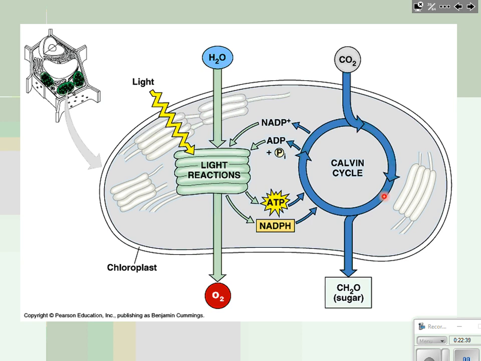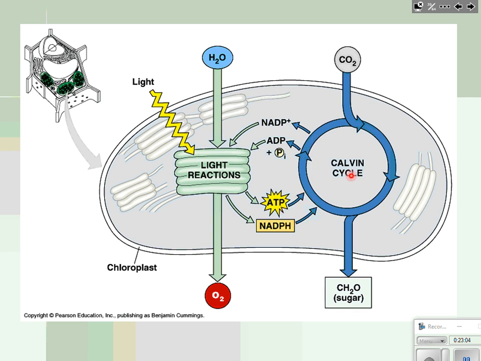What does the Calvin cycle do? It takes carbon out of the air, carbon dioxide, and it produces a sugar. Specifically, it produces G3P, which can then be converted into glucose. What else does the Calvin cycle produce? It produces ADP, which is the stripped down low energy version of ATP.